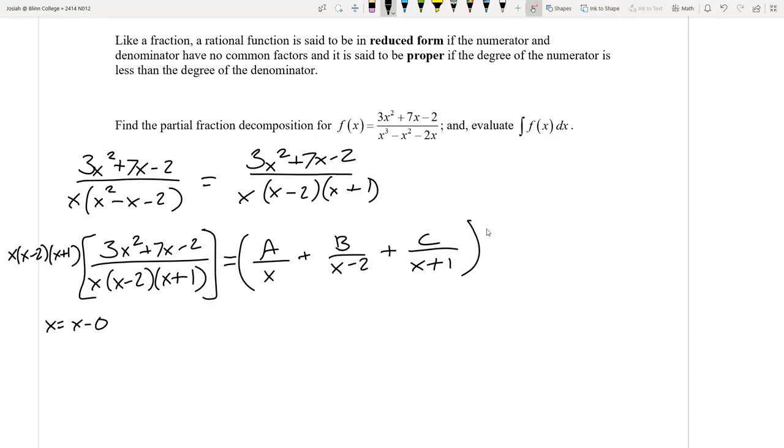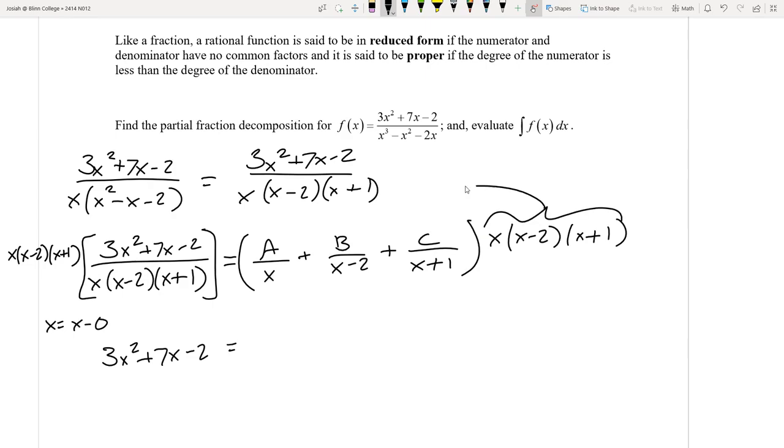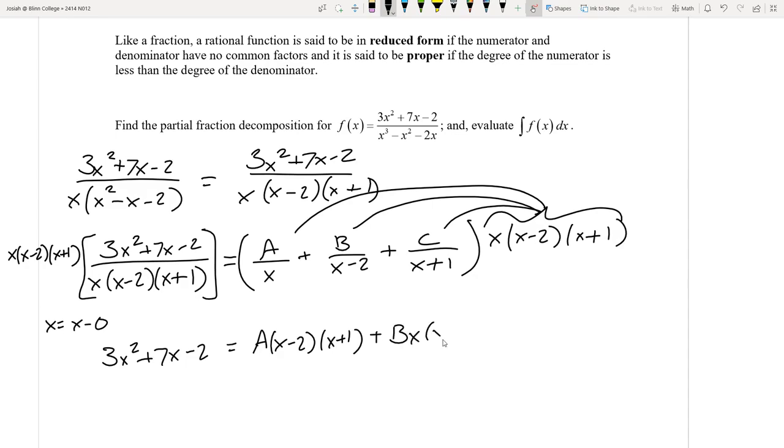And when we do that, we should have a bunch of cancellation that happens. We'll go ahead and write that down here. So on the left side, all of the denominator will cancel, and we'll just end up with the numerator. On the right side, we again have to distribute this whole product. And when we do, for the first fraction, the x's will cancel. We get A times (x minus 2) times (x plus 1), plus B times x times (x plus 1), plus C times x times (x minus 2). So everything is left over except for what was originally in each denominator. That's the only thing that cancels.